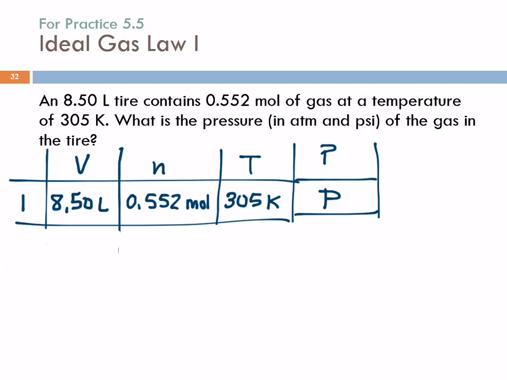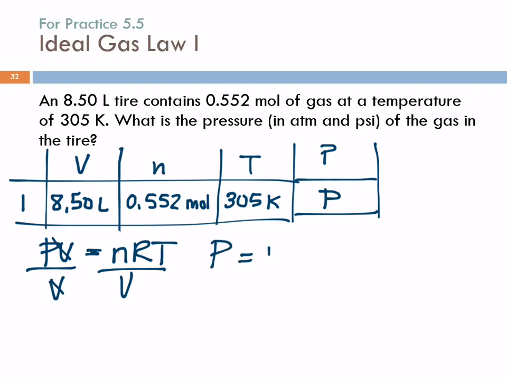Nothing's changing. We're going to use the ideal gas law. PV equals nRT. We're trying to find the pressure, so we rearrange this by dividing by volume on both sides. P equals nRT over V. So now we plug the numbers in, including the units.